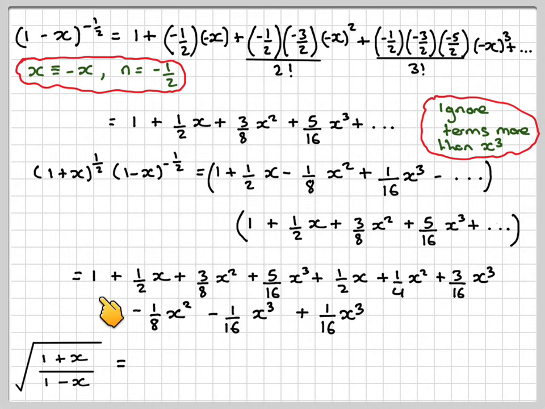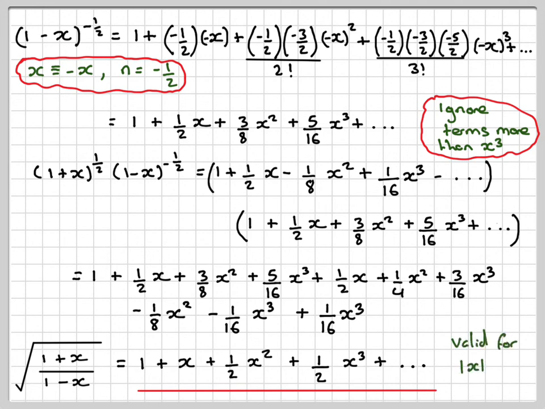Right, so the constant term will be 1. Then we've got a half x plus a half x, which will become x. We've got 3/8 of x squared, 1/4 of x squared, and minus 1/8 of x squared, which together will give me 1/2 of x squared. And then these two obviously cancel out, so we've got 5/16 plus 3/16, which gives me 8/16, which is 1/2 of x cubed. And then the expansion stops there.